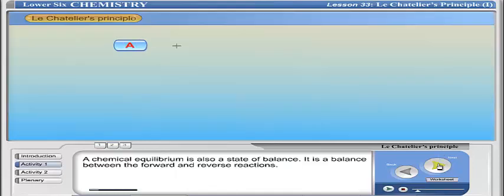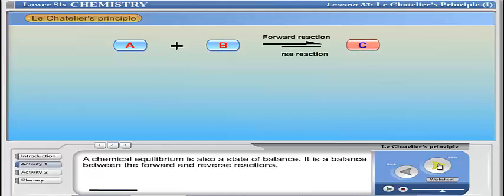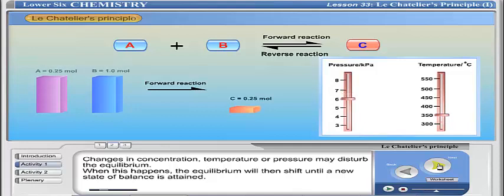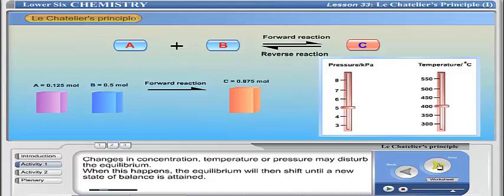A chemical equilibrium is also a state of balance. It is a balance between the forward and reverse reactions. Changes in concentration, temperature, or pressure may disturb the equilibrium. When this happens, the equilibrium will then shift until a new state of balance is attained.